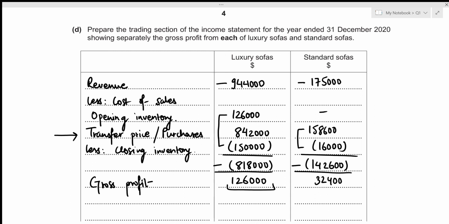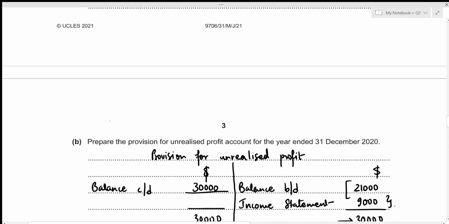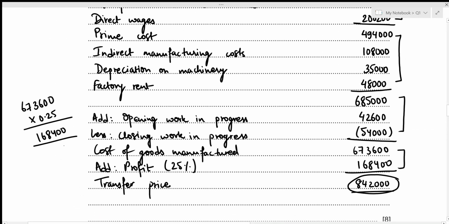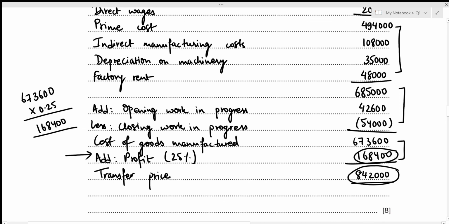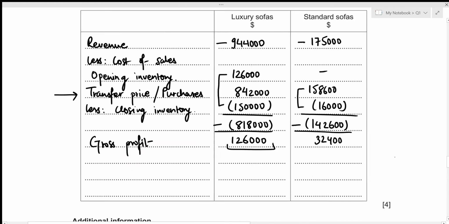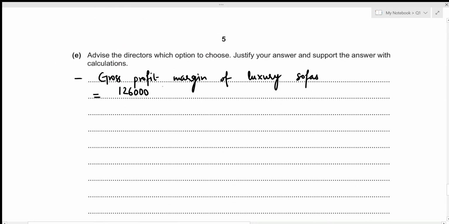So let's have a look at the first section where we calculated our profit from the factory. So that's just 168,400. And this profit should be added back in order to figure out our gross profit margin for luxury sofas. Let's add it. So that's plus 168,400.